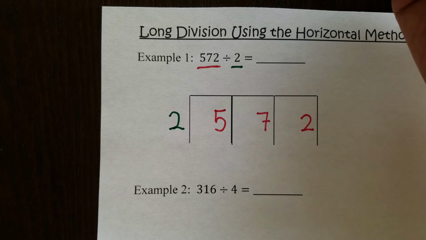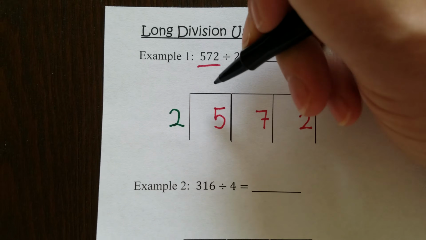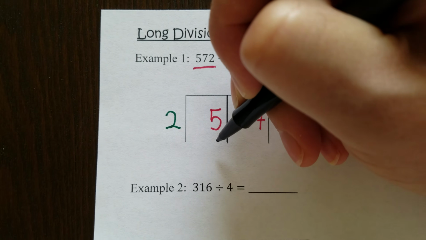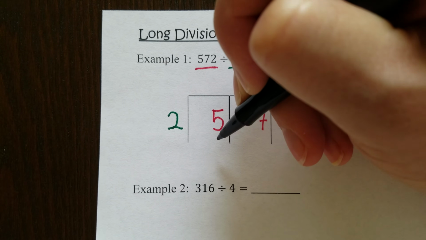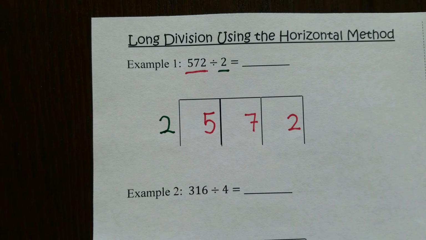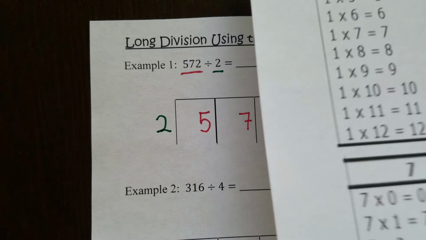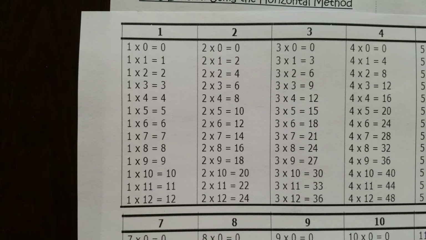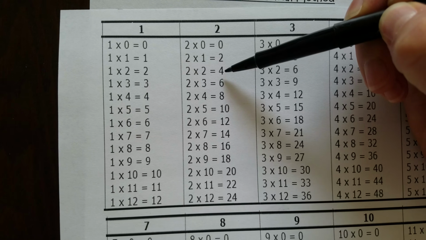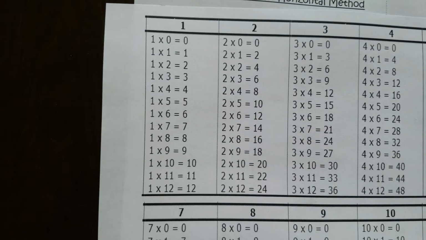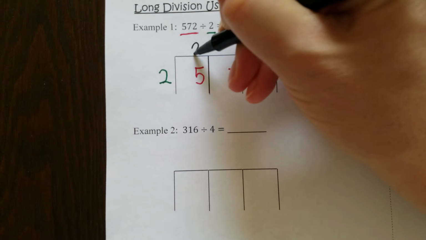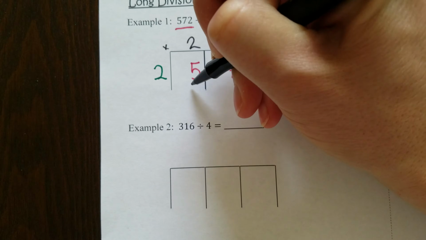And then what we're going to do is look at the 5 here and think of a number that can be multiplied by the 2 and that is exactly 5 or is at least close to 5 but not too big. So you want to go as close to 5 as you can. If you look at a multiplication chart, that can really make it more clear. So if we look at 2's, we want to get as close to 5 without being too big. So the closest we can get is 4. So the number is 2 times 2. So we put 2 up here because 2 times 2 is 4.